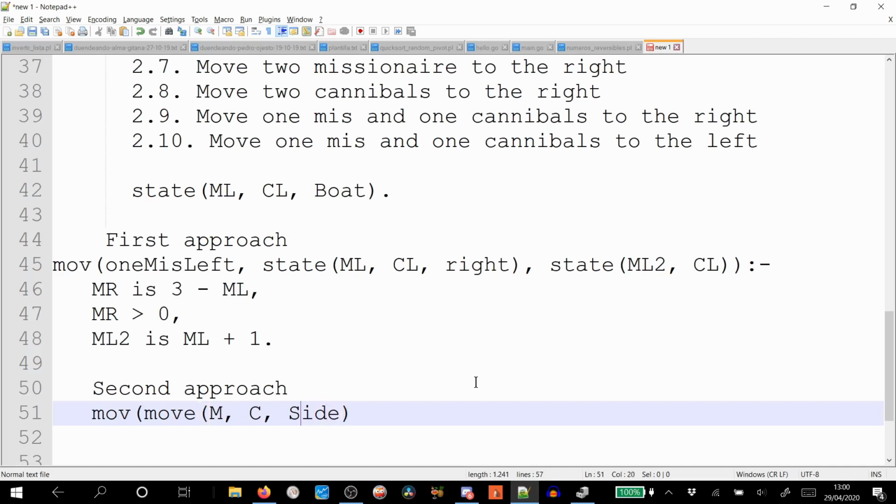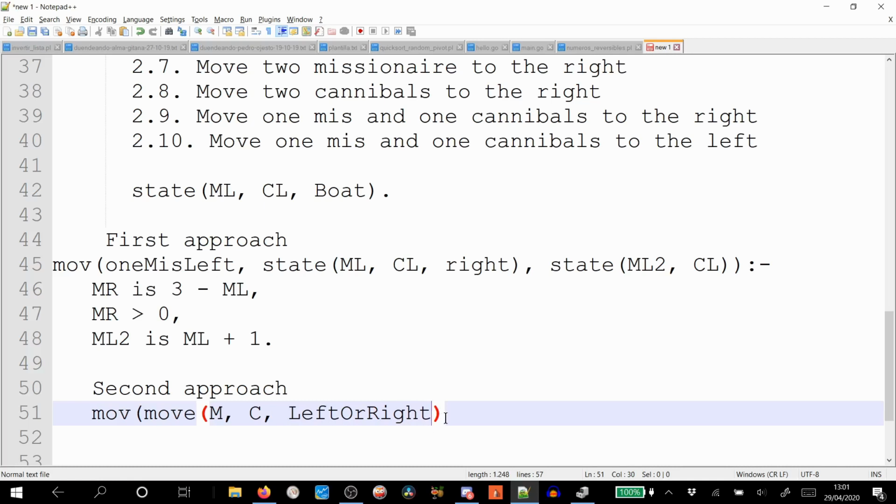Okay, let's move a number. The movement, instead of being only this name, let's put a predicate or a structure with 3 variables inside. Let's move a number of missionaires, a number of cannibals to the left or to the right. Left or right, if you prefer. Let's move to the left or to the right.